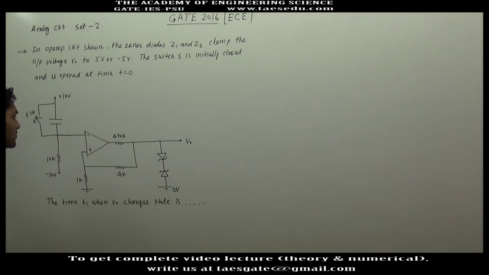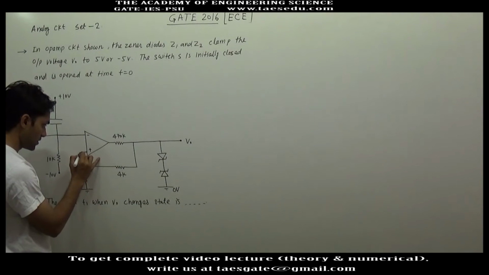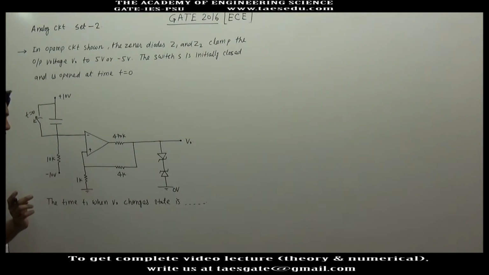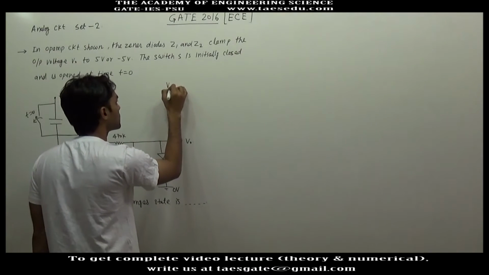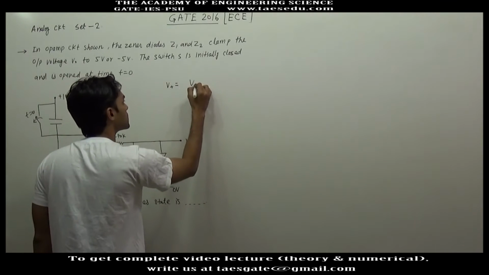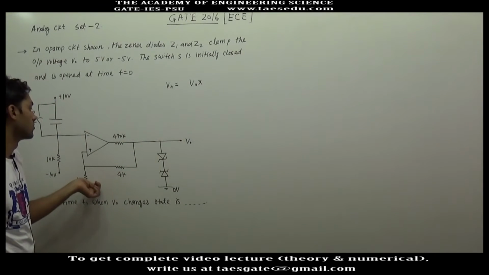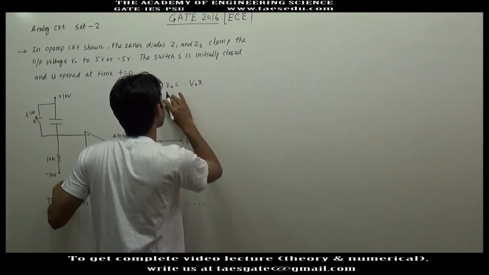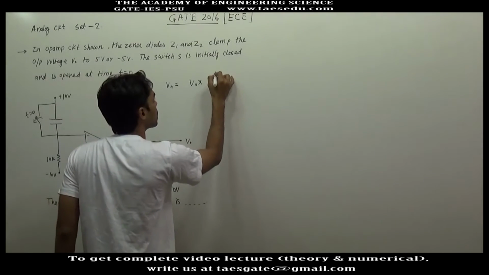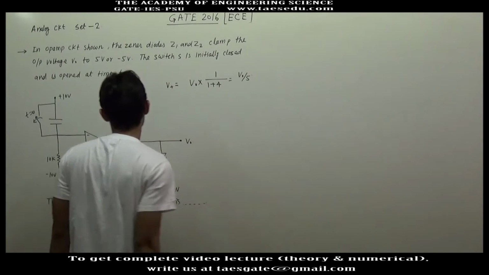This is a positive feedback circuit of an operational amplifier, where V plus will depend upon the output voltage. If the output voltage is V naught, then the output voltage will be divided across 4 kilo ohm and 1 kilo ohm, and V plus will be the voltage across 1 kilo ohm. So V plus will be V naught into 1 kilo ohm divided by 1 plus 4. This will be V naught by 5.